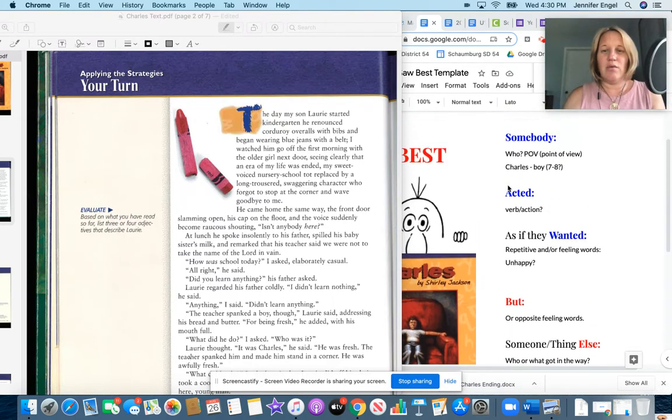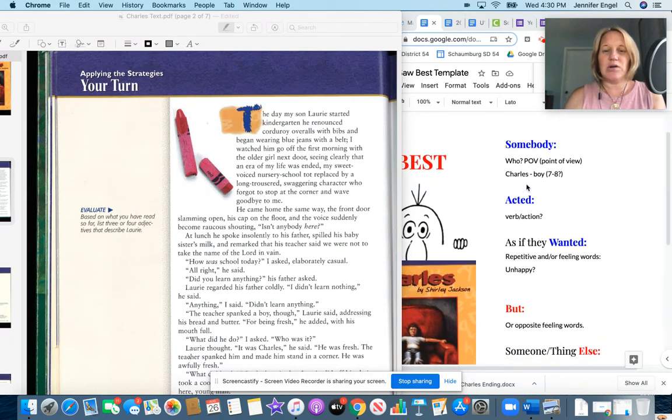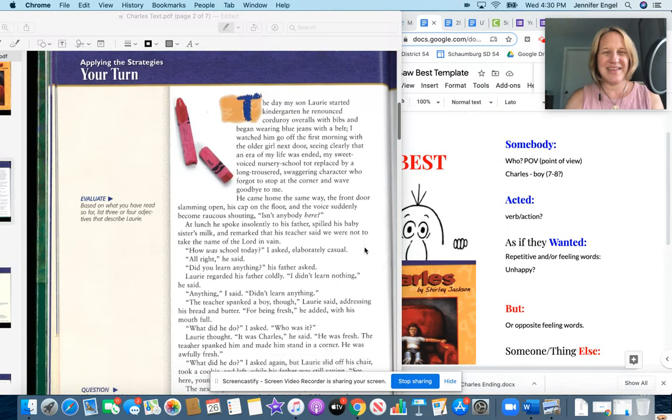And again, we're really looking at our story. What I like to do first is read the first page with fluency, and then I like to go back and answer my questions. Let's get started.